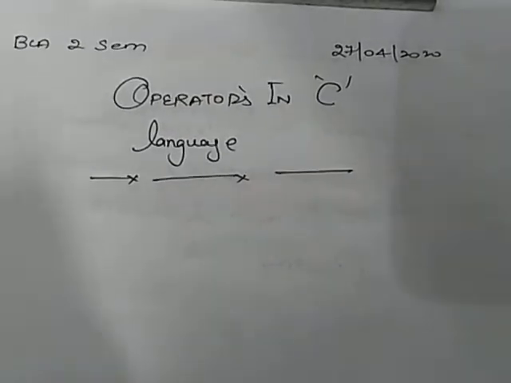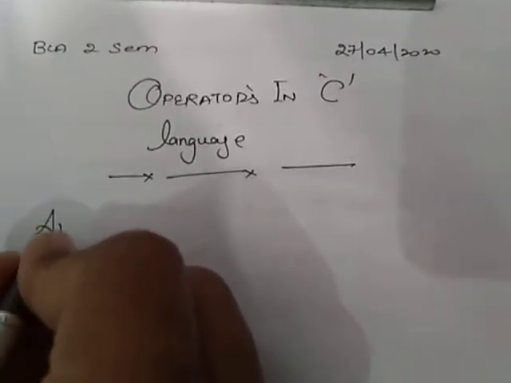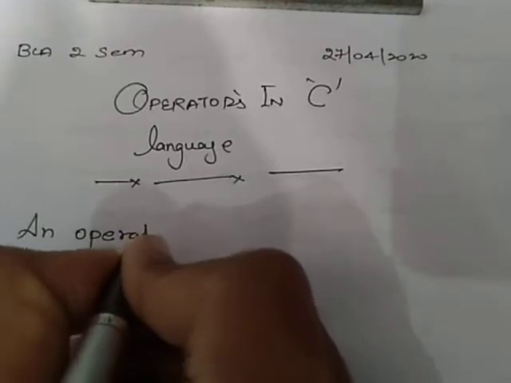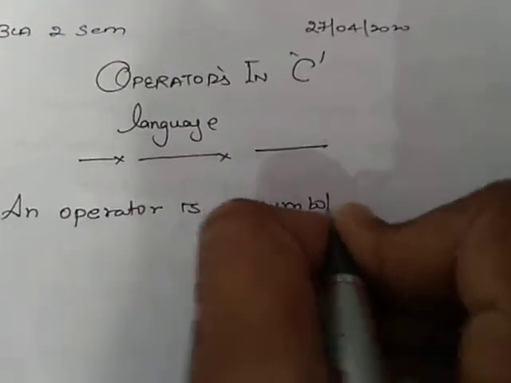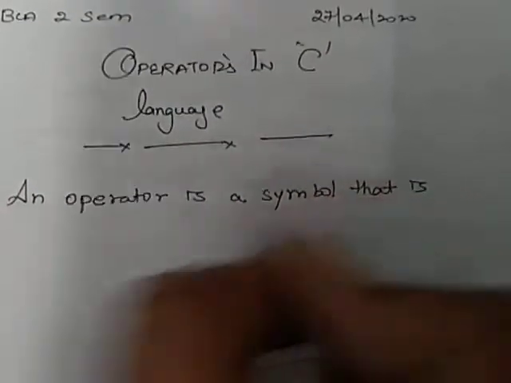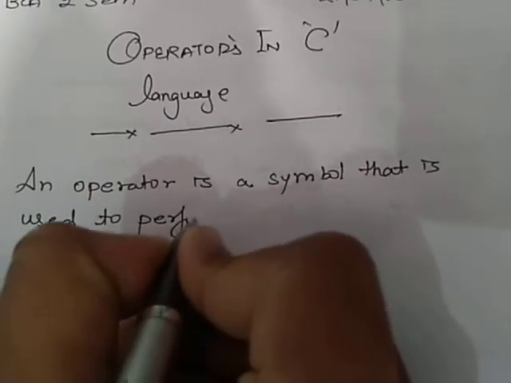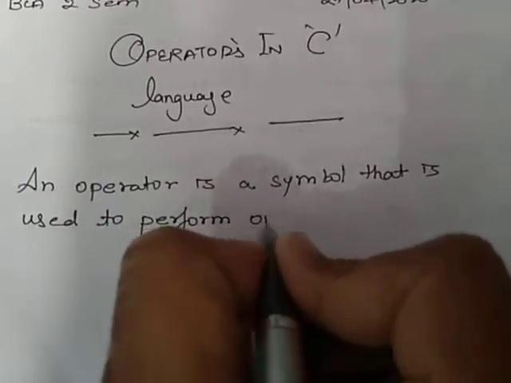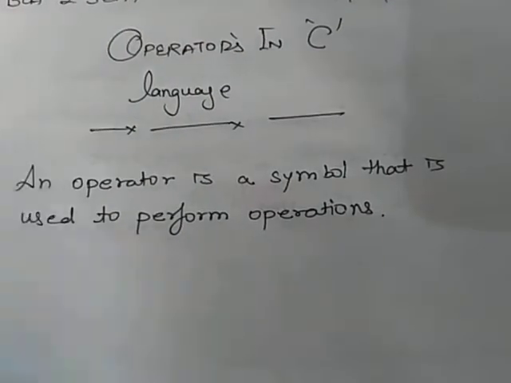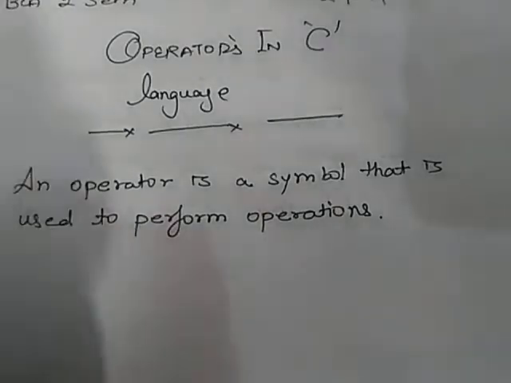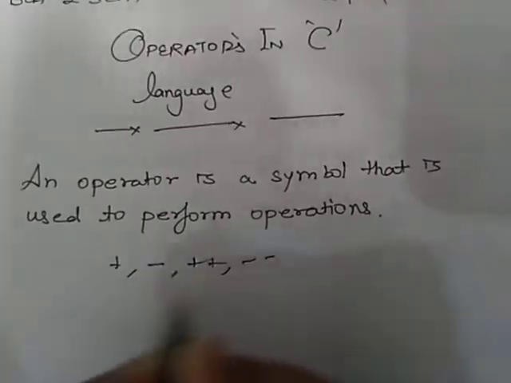Today we will study operators in C language. So let us understand what an operator is. An operator is a symbol that is used to perform operations. Means it is a symbol, for example, plus, minus, plus plus, minus minus.